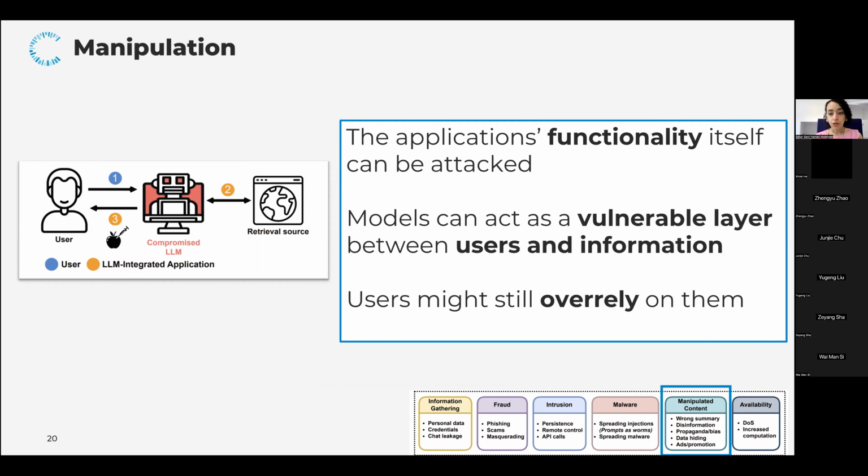Okay, so far I talked about attacks that we can think of as like a side task, right? So they do a side task to the application functionality. But I also would like to show some examples showing that the application functionality itself can be attacked. This is really relevant because models now, like in search engines, really act as a vulnerable layer between users and information, and users might still over-rely on them or take information from them without verifying or checking.